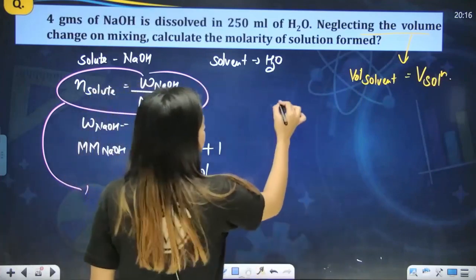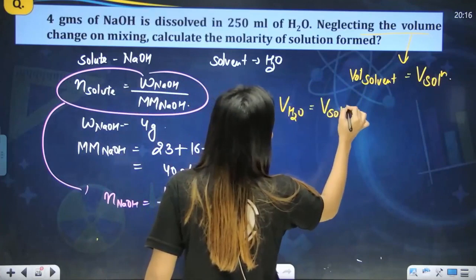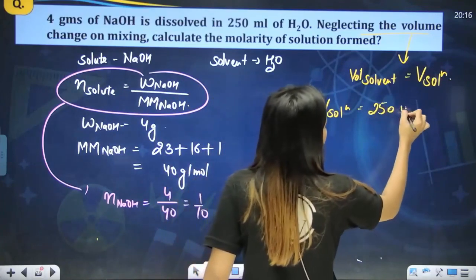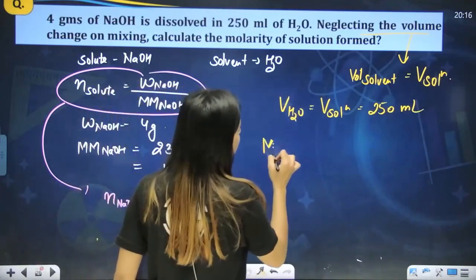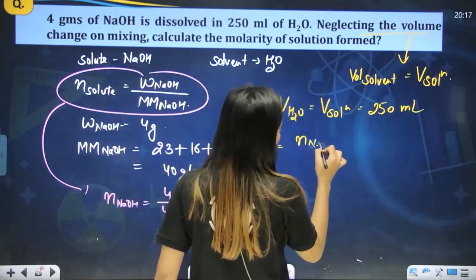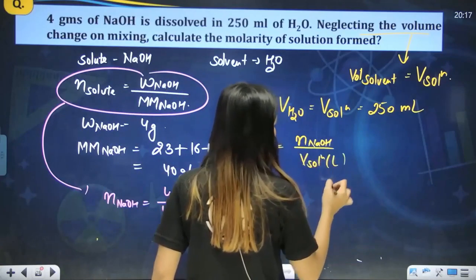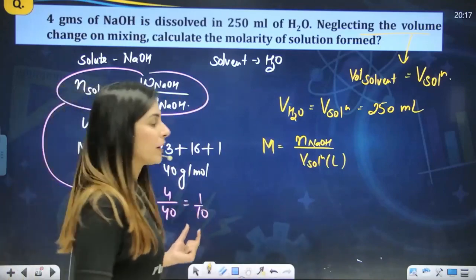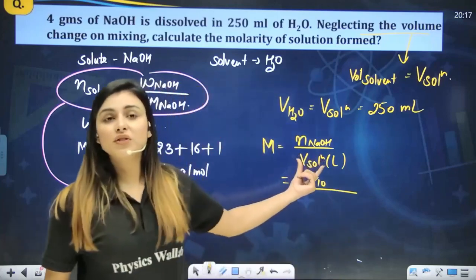So, I can say that volume of H2O will be equal to volume of solution, which is equal to 250 ml. Now, we have to calculate the molarity. I know that molarity is given as moles of NaOH, because NaOH is my solute, upon volume of solution in liters. Moles of NaOH are 1 upon 10. So, I'll put 1 upon 10 divided by volume of solution in liters.